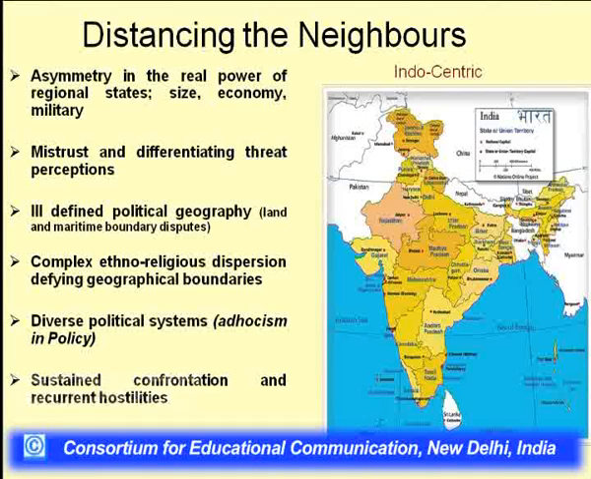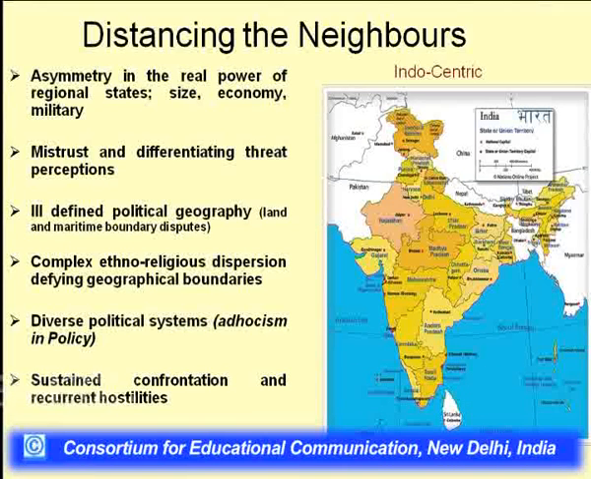So what are the basic problems and basic issues in South Asian countries? If you look at the characteristics of the post-1947 period, there is a systemic asymmetry in the real power of the regional states. In case of size, economy, and military, there are smaller states. There are small states like Bangladesh, Nepal, and Sri Lanka. There are states in the middle power range in the region, like Pakistan, and there is a regional power. You can say India. So there is a systematic inequality in size, in economy, and of course the military.